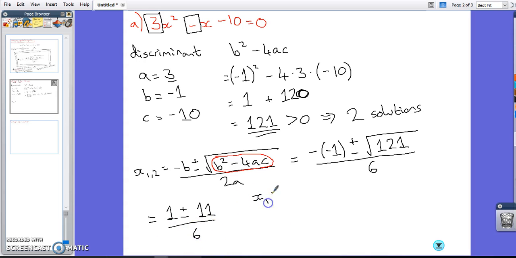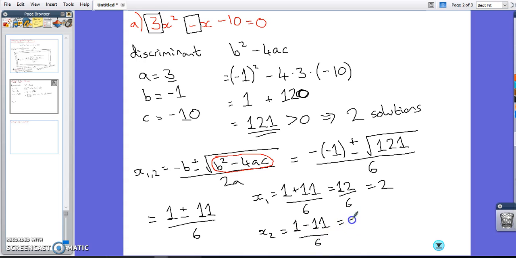So I know that x1 is going to be 1 plus 11 divided by 6, which is 12 divided by 6, which of course is 2. And x2 will take the minus variant, the negative square root, because minus 11 times minus 11 is 121 as well. 1 minus 11 over 6, which is minus 10 over 6, which I can cancel. 2 goes into 6 3 times, 2 goes into 10 5 times, so I get minus 5 over 3.